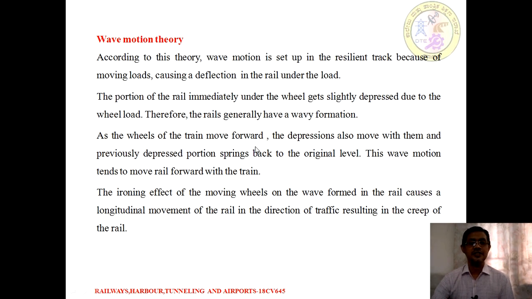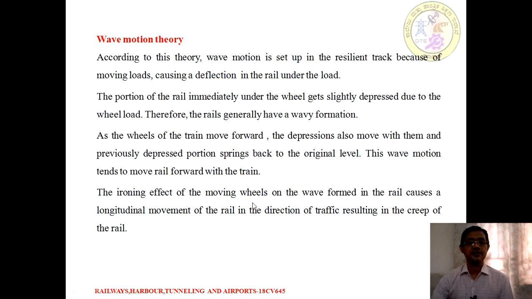As the wheel of the train moves forward, these depressions move with it, and the previously depressed portion springs back to its original level. It means whenever the wheel load is removed, or the wheel is moved away from the measured point, the track rebounds back to its original level. So this wave motion has a tendency to move the rail forward in the direction of the train. So this causes the wave motion in the track system.